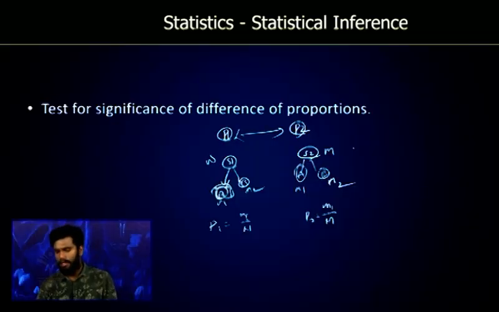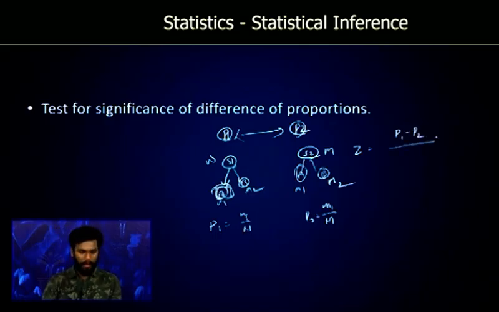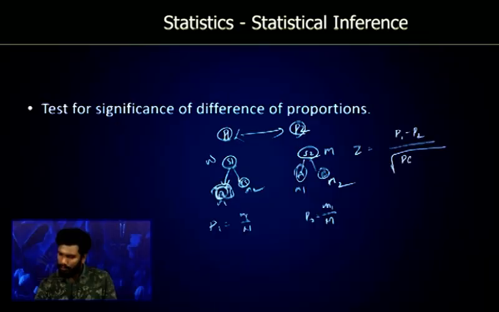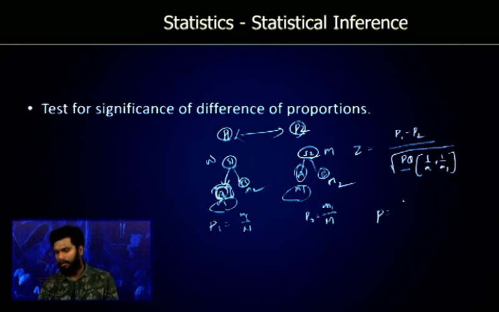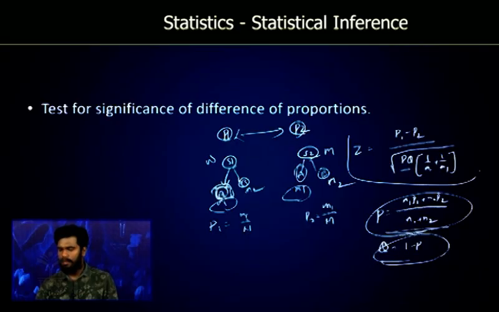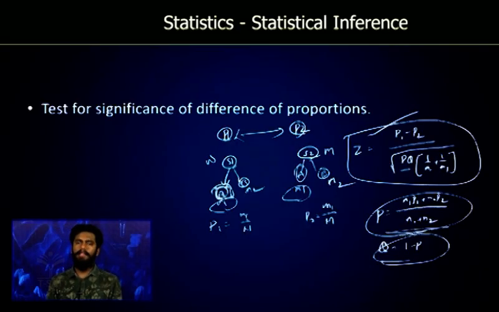Now how to test here? The Z statistic is given by p1 minus p2 divided by under root of pq into 1 by n1 plus 1 by m1. This is the value to consider. Now this capital P, the pooled P, is given by n1 p1 plus n2 p2 by n1 plus n2, and capital Q is 1 minus capital P. These are 2 relations you have to remember, and the Z statistic is important. In any test, mainly they ask for the Z statistic, the Z test statistic. The remaining steps are all the same.